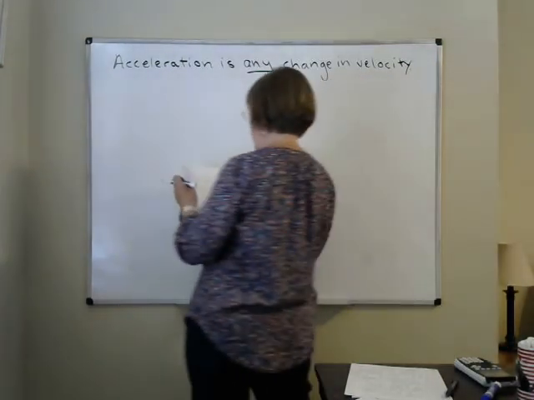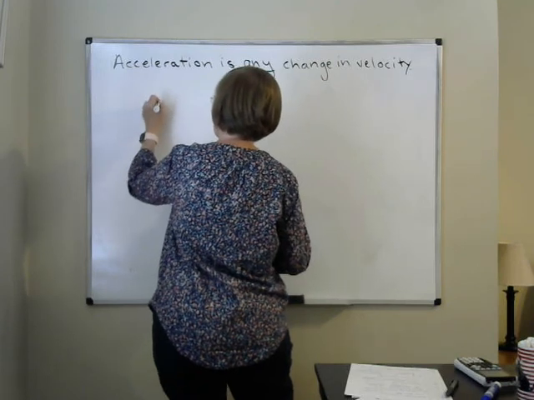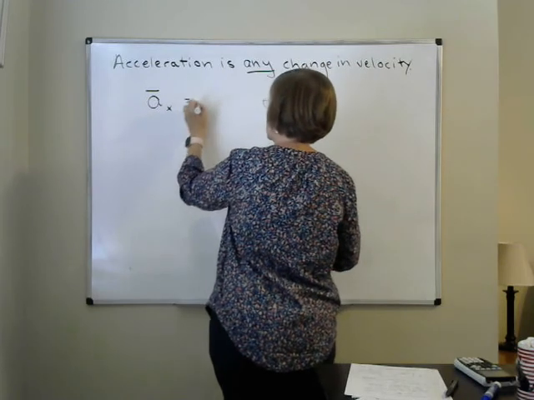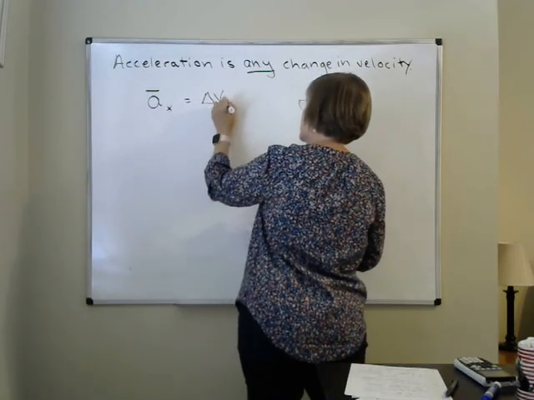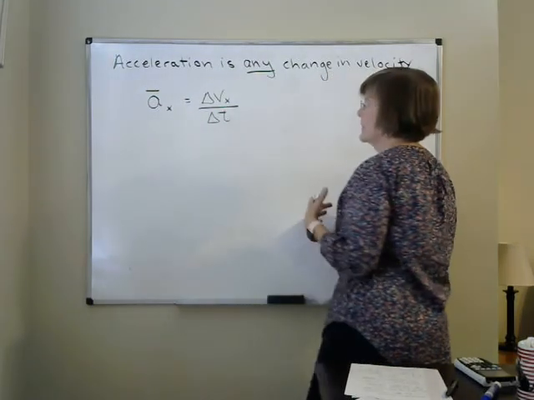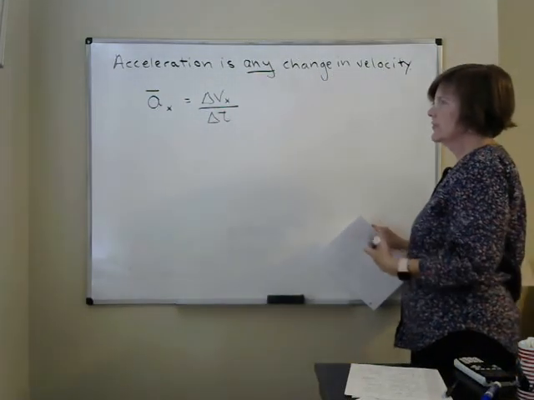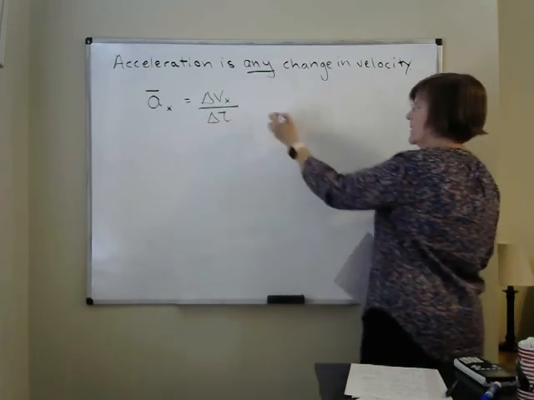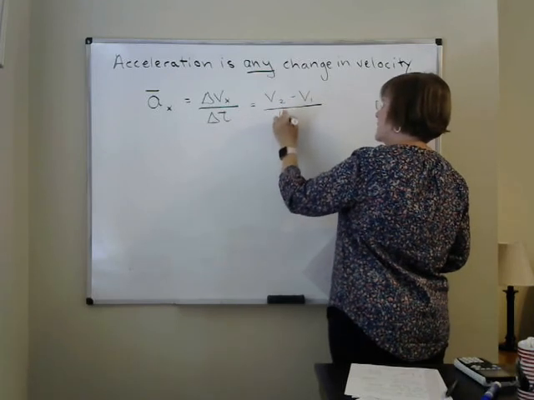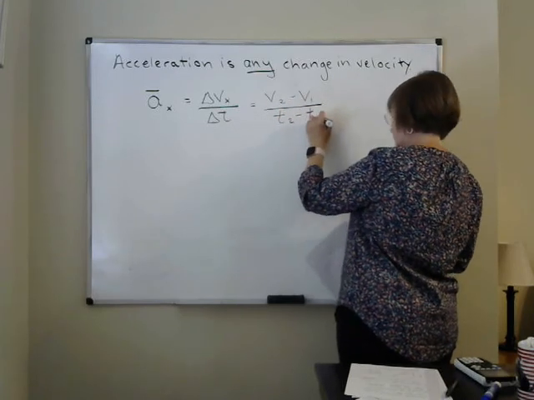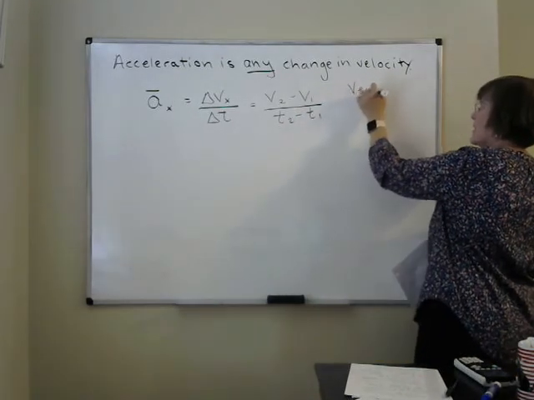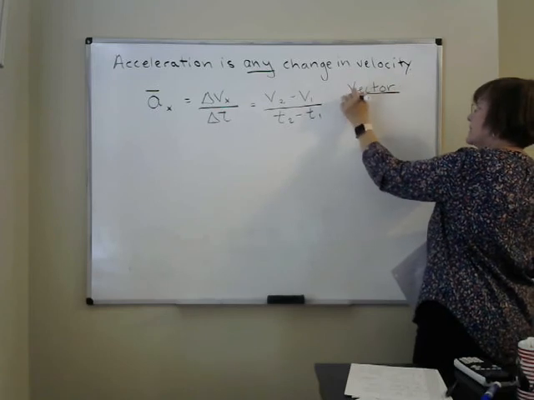The average acceleration in the x direction, and this could be in the y direction, but we're just working with horizontal now, is simply your change in velocity over the time interval. The average acceleration is the change in the velocity divided by the time, or v2 minus v1 over t2 minus t1. It is a vector. Acceleration definitely is a vector.